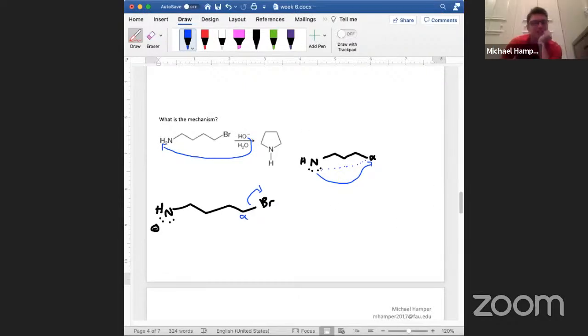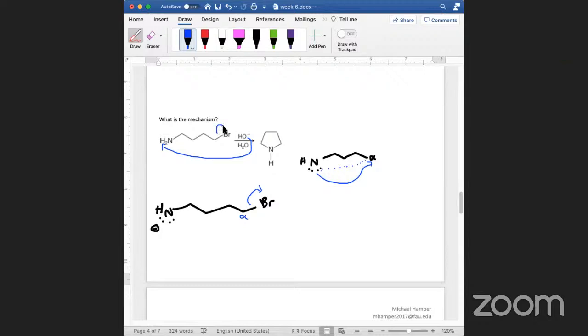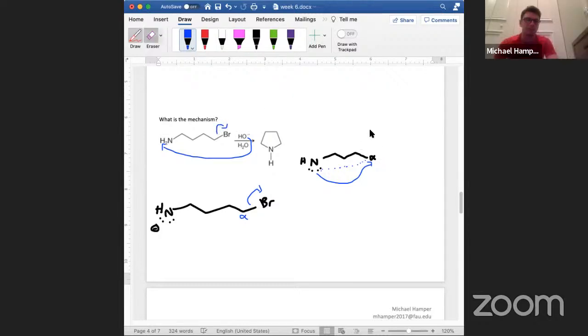So the OH does not attack the Br. I don't know if he told you to do that, but the Br has to leave. The Br leaves and is a spectator ion in and of itself. All right, the Br leaves. Okay, now you're left with this.